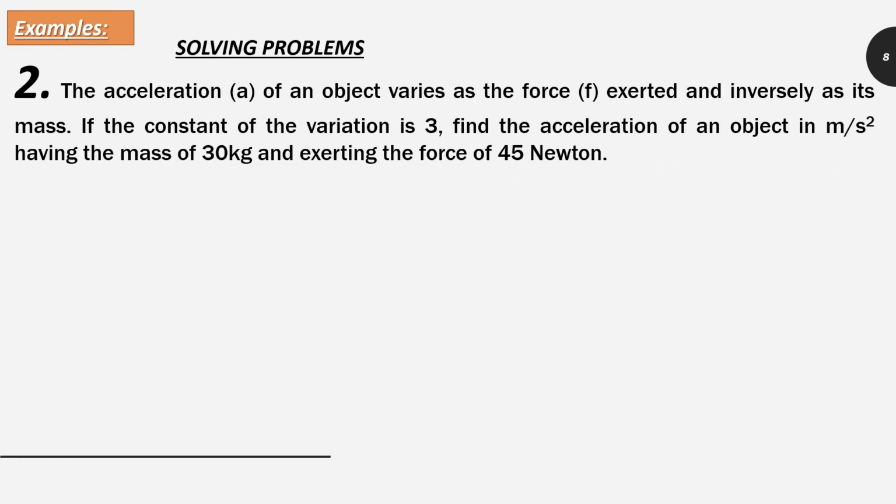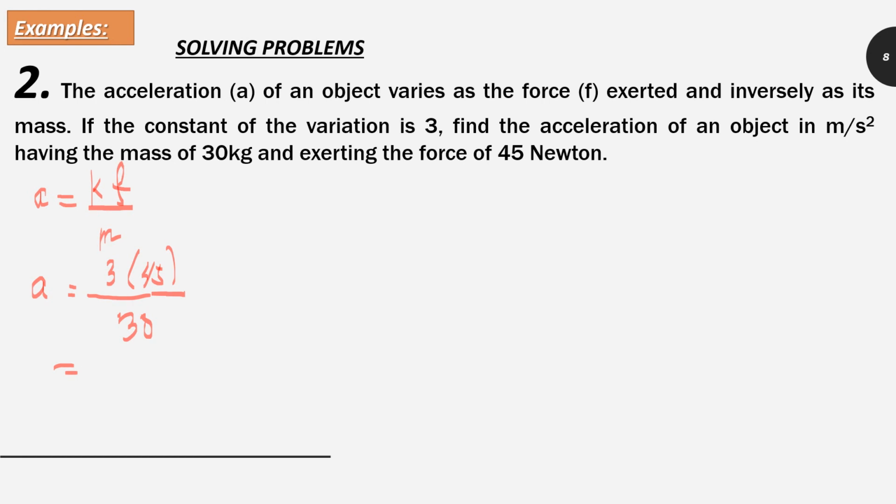Last, example number 2. The acceleration of an object varies as the force exerted and inversely as its mass. So convert po muna natin. A, acceleration varies directly as its force exerted and inversely as its mass. If the constant of the variation is 3, o given ang constant 3, and the acceleration of an object in meter per second square having the mass of 30 kilogram and exerting the force of 45 Newton. So 45 Newton divided by 30 kilogram.